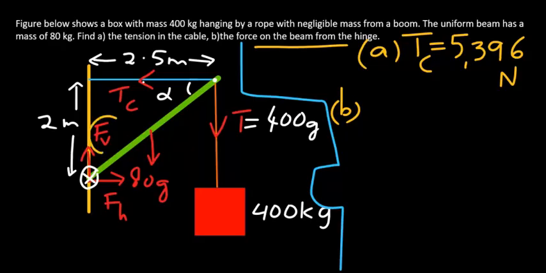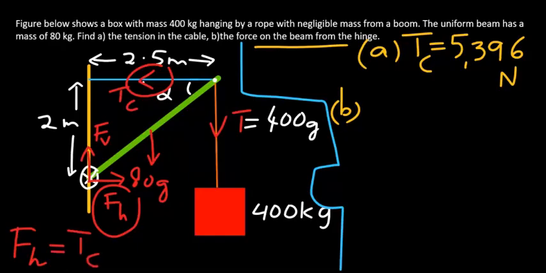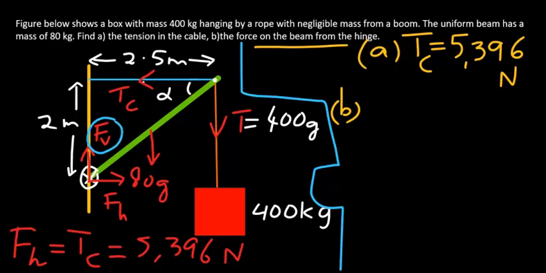Now let's do part B, finding the force on the beam from the hinge. Now there are a couple of components. One is the vertical component and the other one is the horizontal component, and we need to find both. The simplest is the horizontal component, Fh. That must be balanced by Tc according to the first condition for static equilibrium, because along the horizontal direction the sum of all the forces must be 0. So Fh is going to the right, Tc going to the left, so Fh must be the same as Tc. Tc has been found, which is 5,396 newtons.